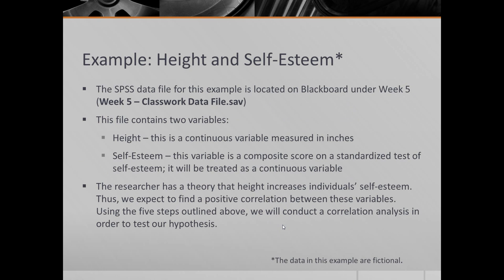The example that we're going to do in the classwork is height and self-esteem. The data file is available on Blackboard. There are two variables: height, a continuous variable measured in inches, and self-esteem, a composite score on a standardized test of self-esteem, which will also be treated as a continuous variable. The researcher has a theory that height increases individual self-esteem, so we expect to find a positive correlation between these variables, although we'll still run a two-tailed test to be conservative. We'll use the 5 steps outlined above to conduct a formal correlation test of this hypothesis.